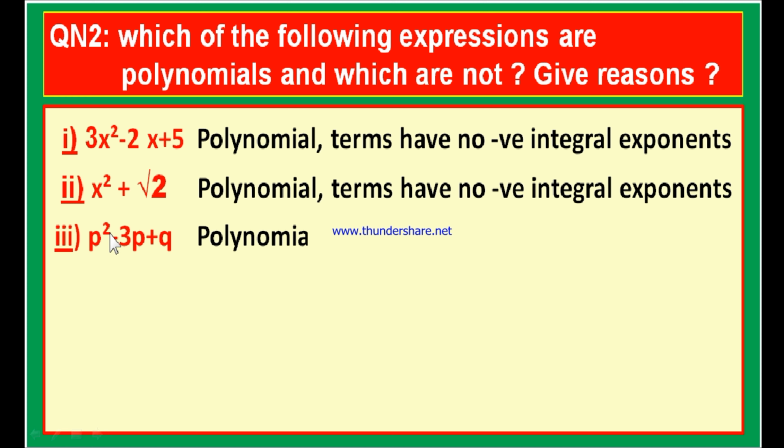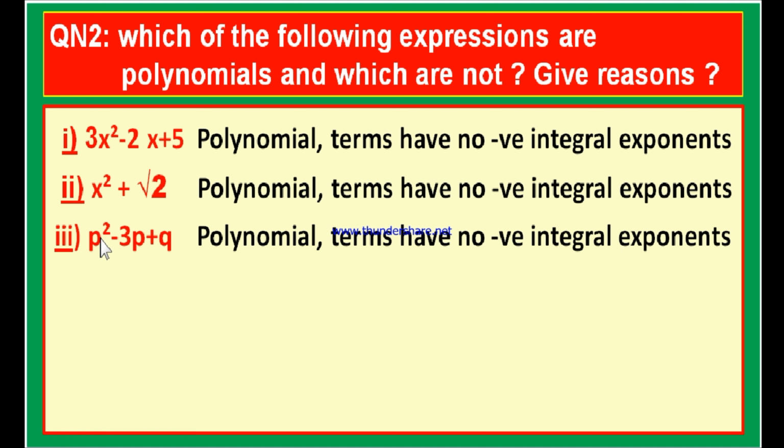Now third bit, p square minus 3p plus q. The polynomial is p square minus 3p plus q. Here you can find two variables.